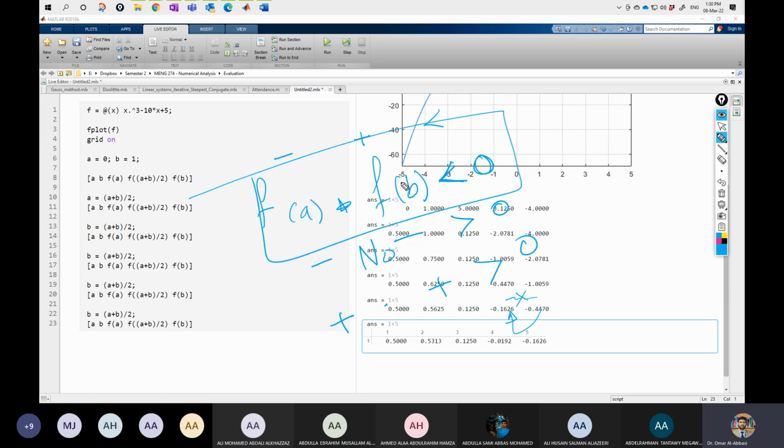If f of A times f of B is less than 0, do blah blah blah blah, right? Else, okay, we write no solution. I mean display no solution. End this code.